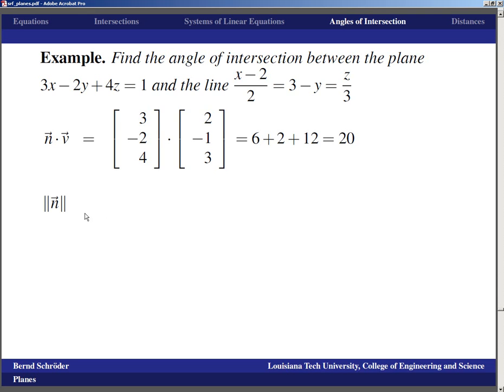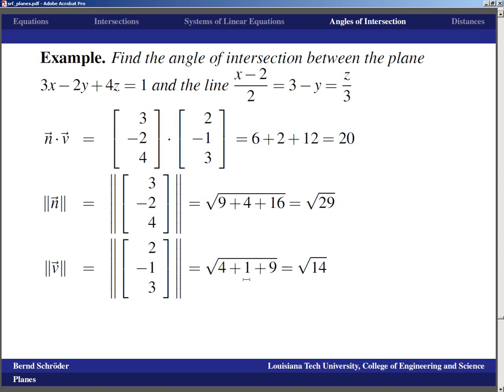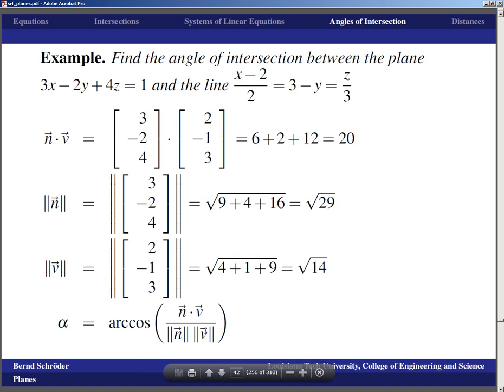And then we need the norm of the normal vector. So that would be the norm of 3, negative 2, 4. So that would be square root of 9 plus 4 plus 16, sorry. And that would be the square root of 29. And the norm of the direction vector of the line, the velocity vector, would be the norm of 2, negative 1, 3, which would be the square root of 4 plus 1 plus 9. So that would be the square root of 14. That would mean that this auxiliary angle alpha that we need would be the arc cosine of n dot v over n norm times v norm.